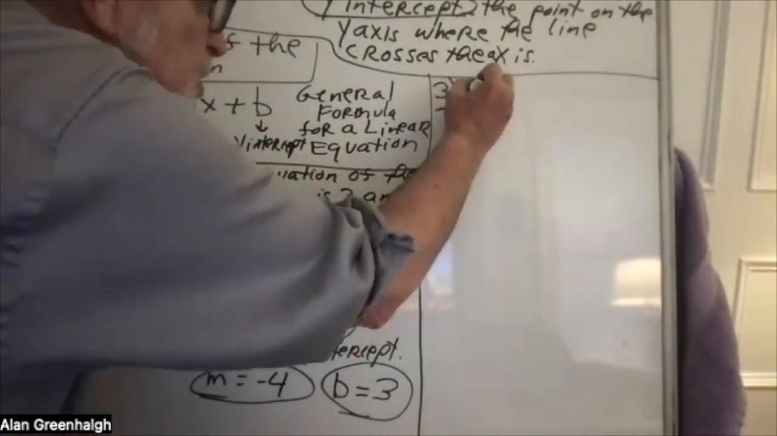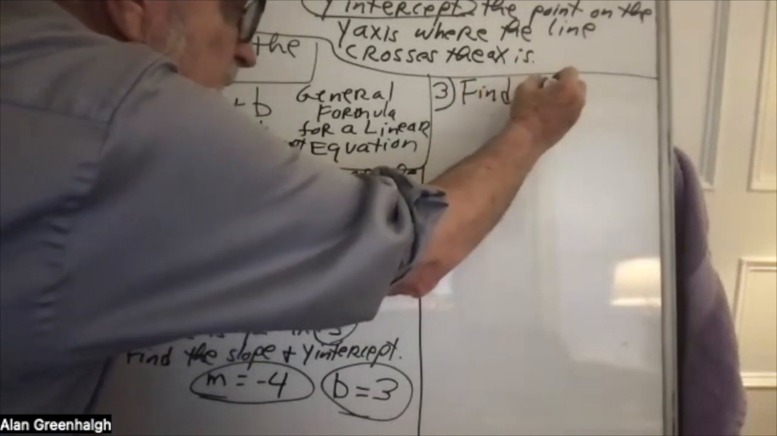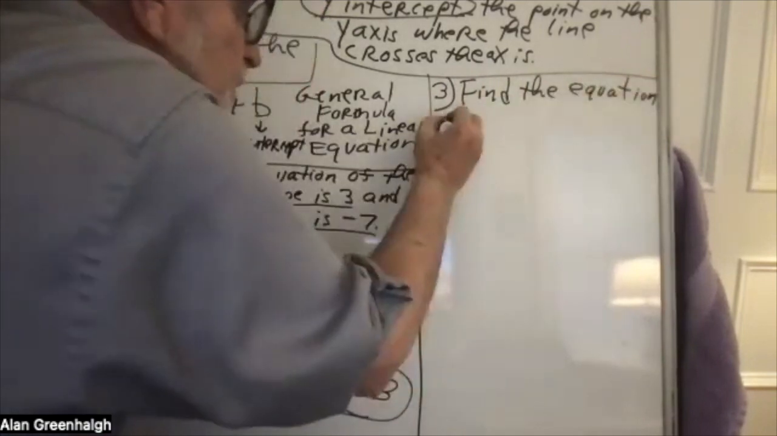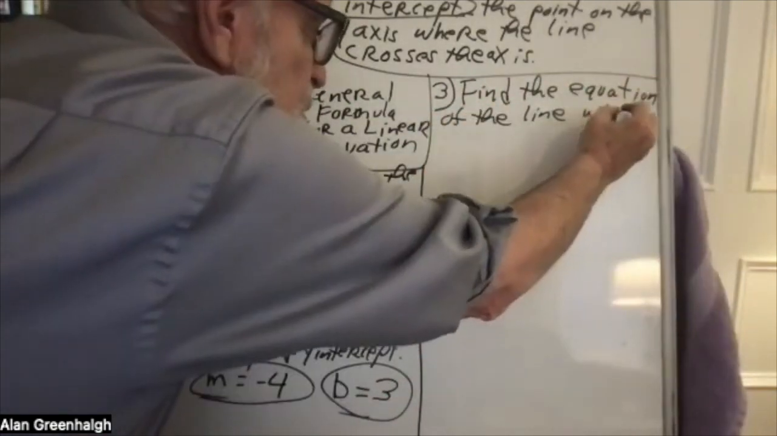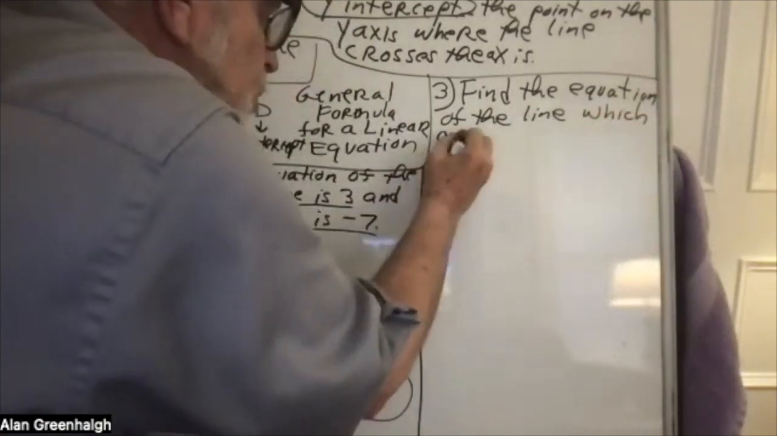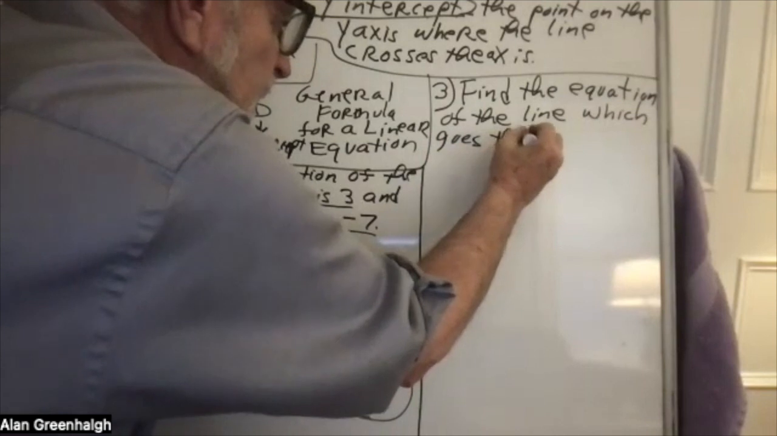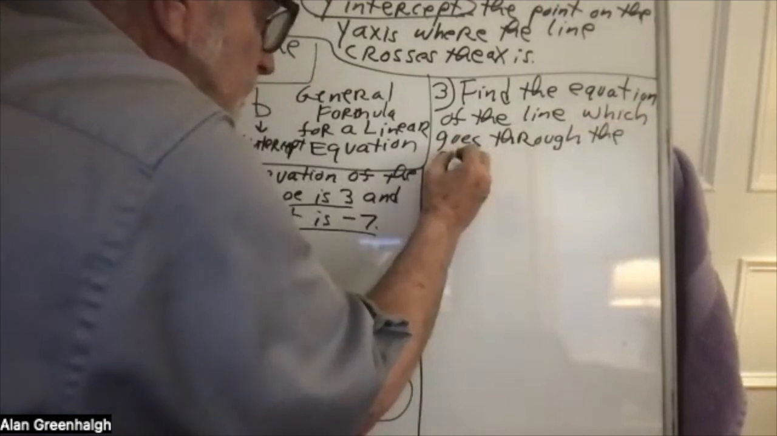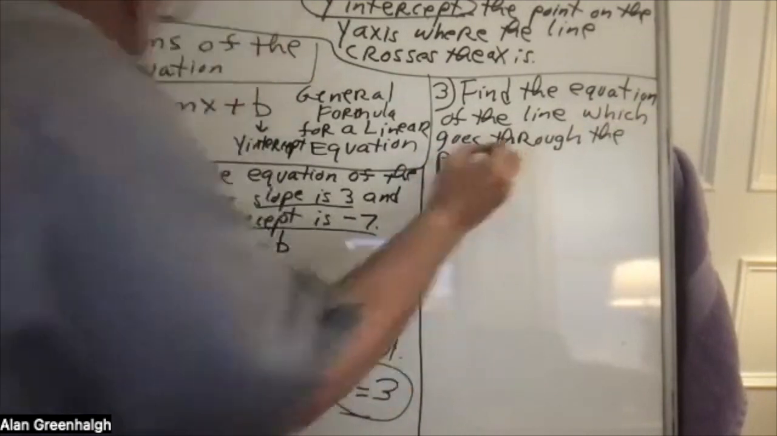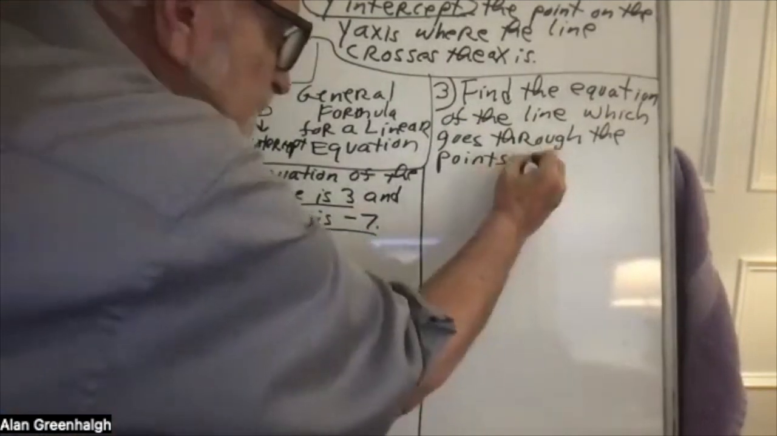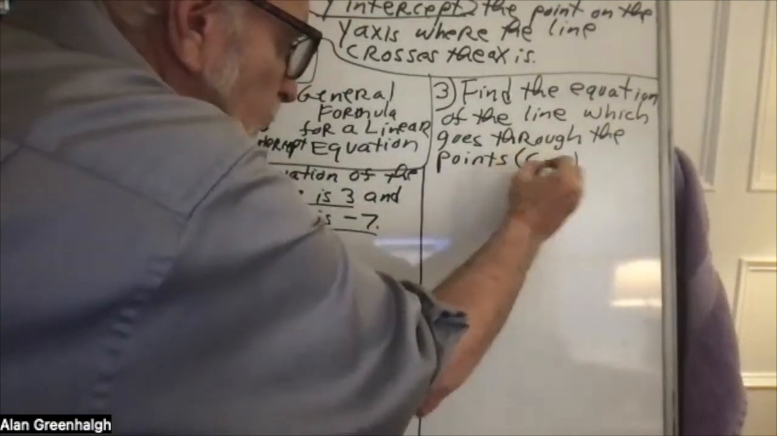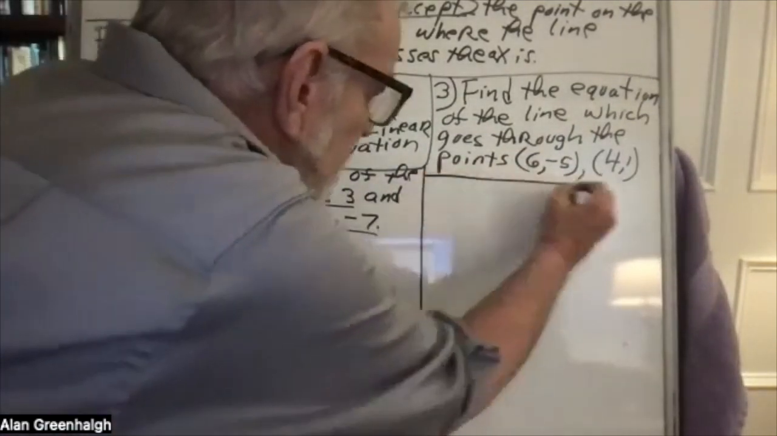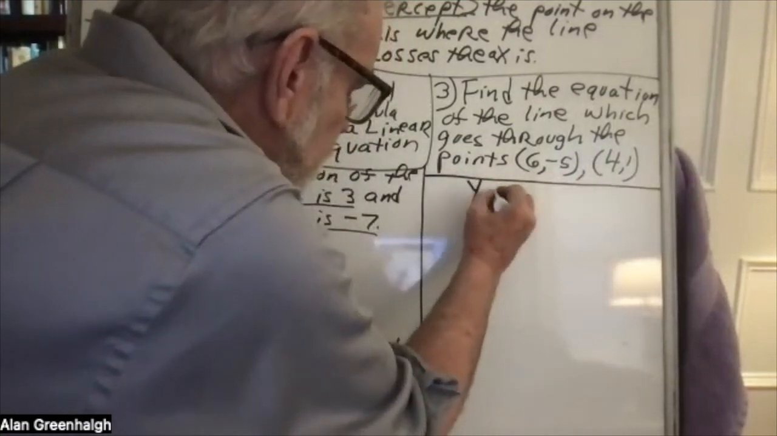Okay, here's the question. Find the equation of the line which goes through the points (6, -5) and (4, 1). And the way you do this problem is to first start with the general form of the equation.